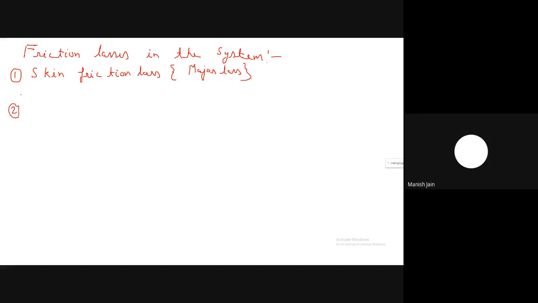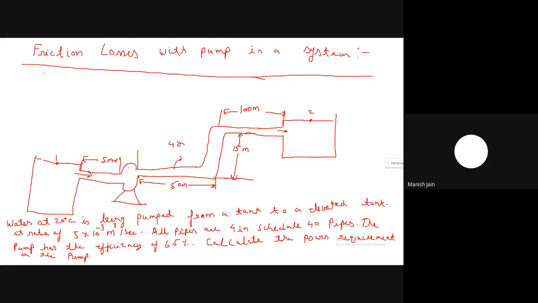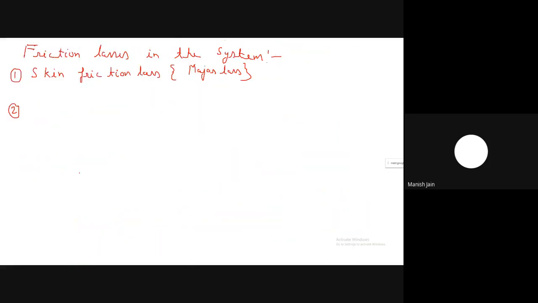The second type of loss is when the fluid, because we are doing the balance between point 1 and point 2, is entering from this point to this point. Here the flow channel is contracted. So there is contraction at the entering of the fluid from tank 1 to the pipeline, loss due to contraction in the flow channel.